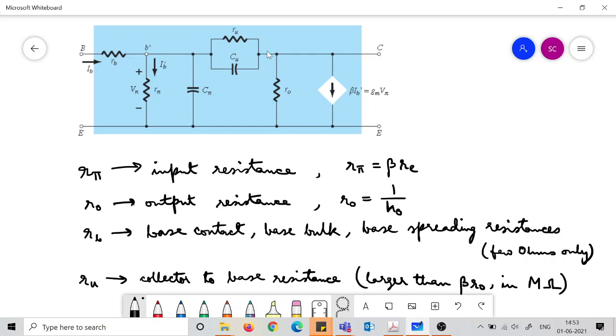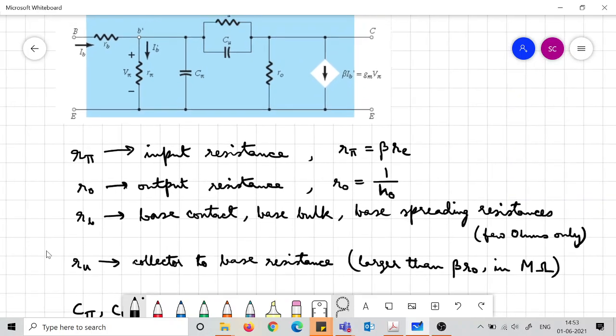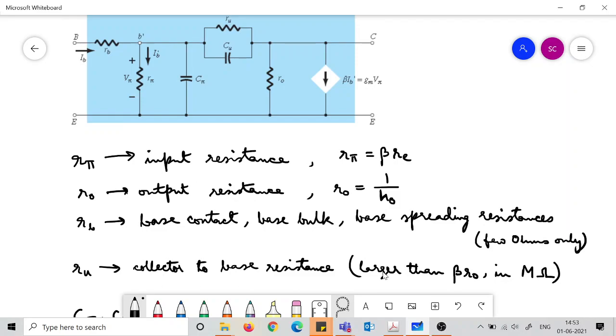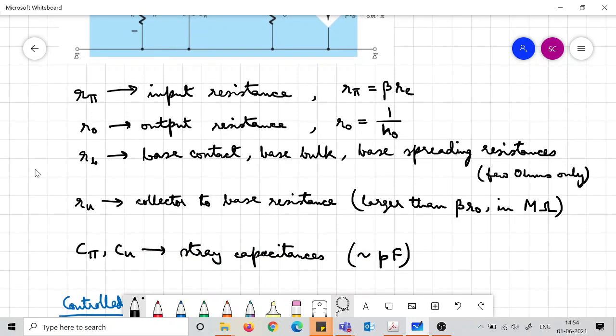RU is a connection between the collector side and the base side, and this is called the collector to base resistance. This is quite large. Remember that R0 is quite large; multiplying it with beta, it becomes even larger, and this RU is even larger than that. It is in megaohms. It is obvious it should be in megaohms, because we know that directly between the collector and base no transfer is happening, no current is flowing. So this is a collector to base resistor.